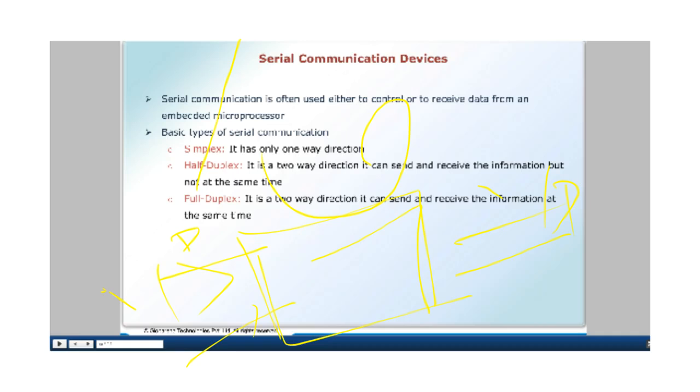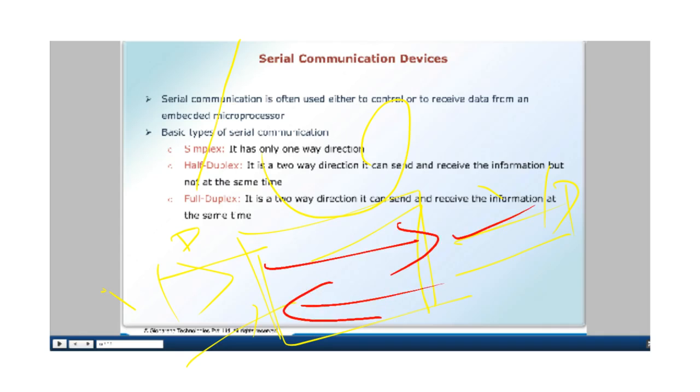What is meant by duplex? Duplex means two-way direction. That means we can send or we can receive, but it is not possible at the same time. It does not perform simultaneously. At different times, it can send or receive the data, but not simultaneously.